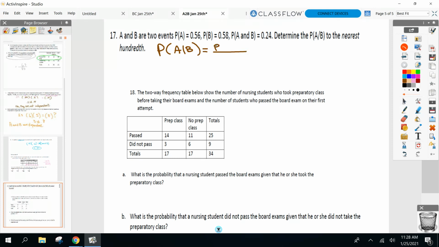On top is A and B together. On the bottom is whatever was given. In this case, it was B. So B would go on the bottom. That's it. A and B always on top. On the bottom is whatever was given. And now you plug in the correct probabilities.